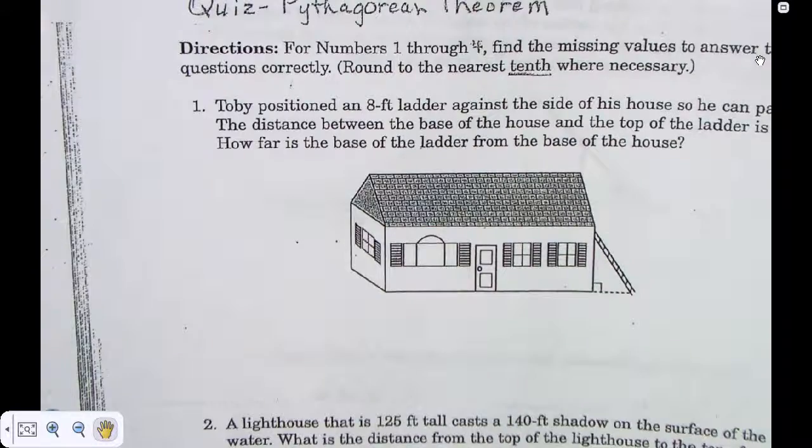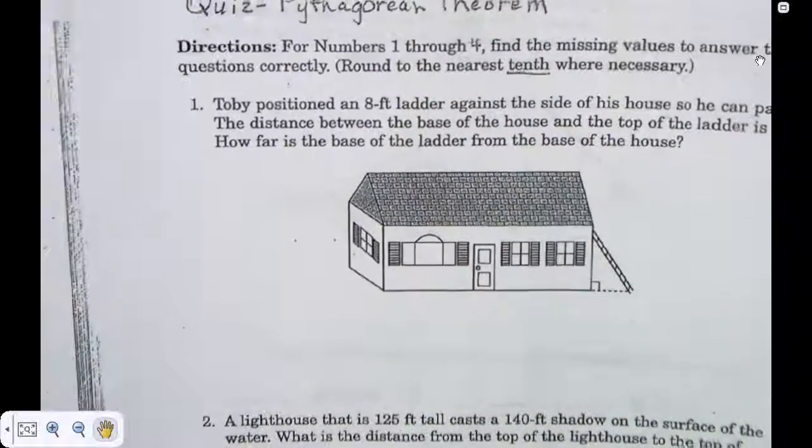Okay, you got back some papers. Let's look at this real quick. Pythagorean theorem.